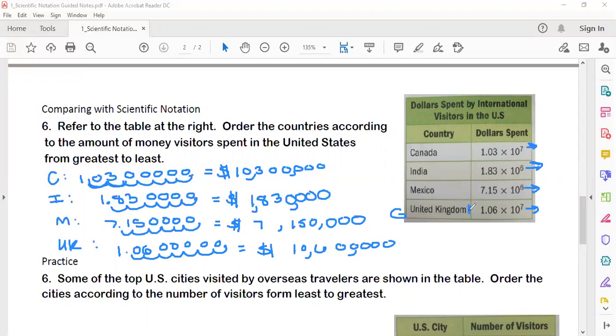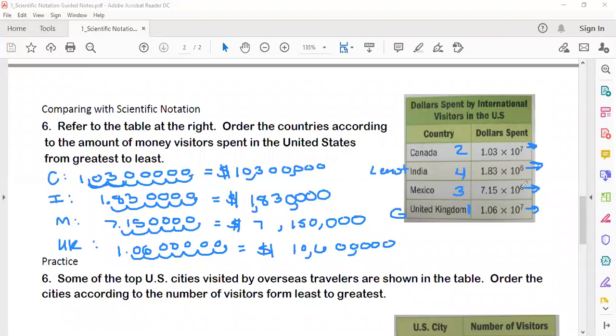Okay. And then our next greatest is visitors from China. So this is number 2. Our next biggest is visitors from Mexico. That is number 3. And then last is number 4, India. So this is the least. Okay, so we're just ordering these from least to greatest.